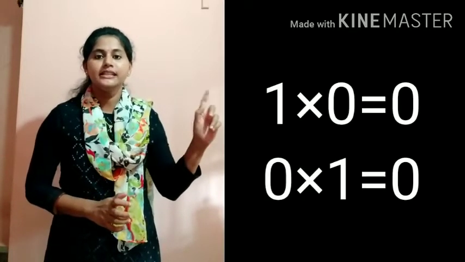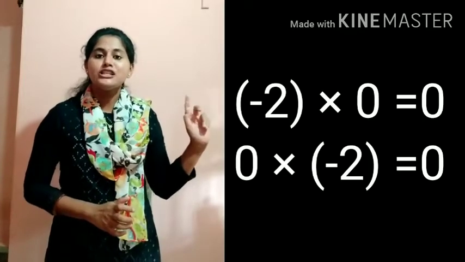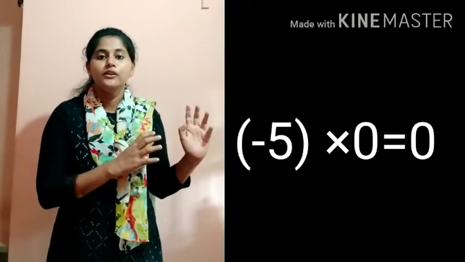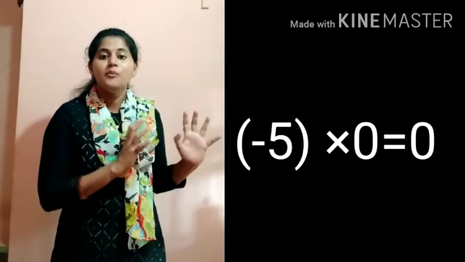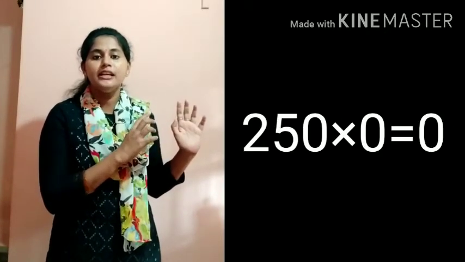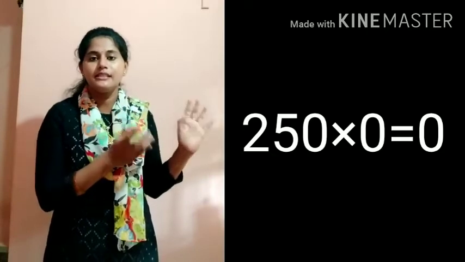1 into 0 or 0 into 1, that gives what? 0. Minus 2 into 0 or 0 into minus 2, that gives 0. Minus 5 into 0, that gives what? 0. Minus 100 into 0, that gives 0. And plus 250 into 0, that is 0 itself.